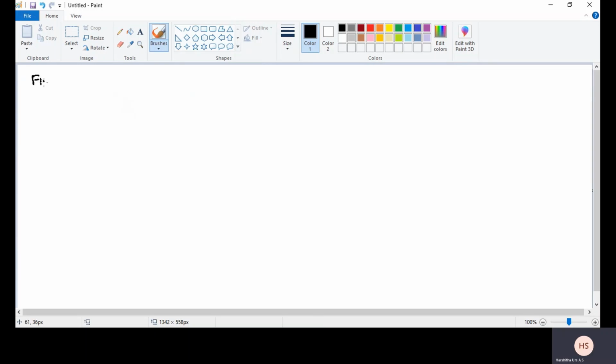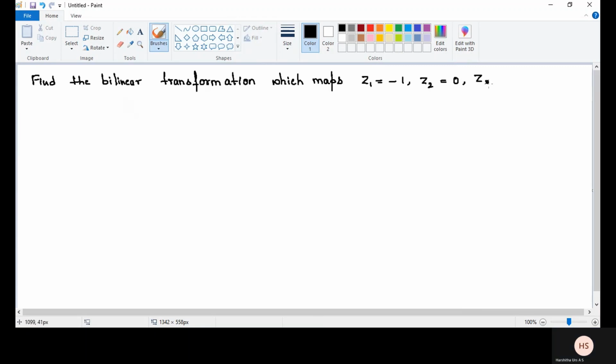Find the bilinear transformation which maps z1 is equal to minus 1, z2 is equal to 0, z3 is equal to 1 into w1 is equal to 0, w2 is equal to i, w3 is equal to 3i.